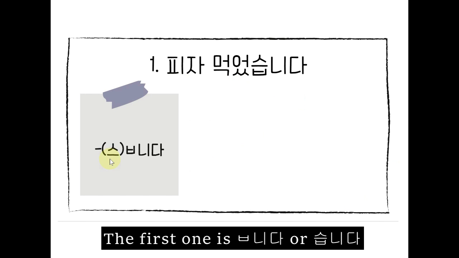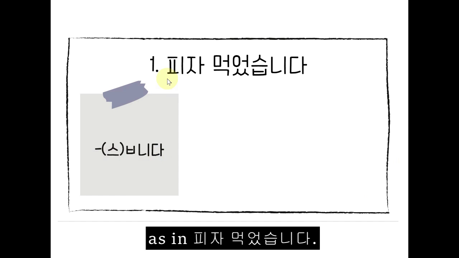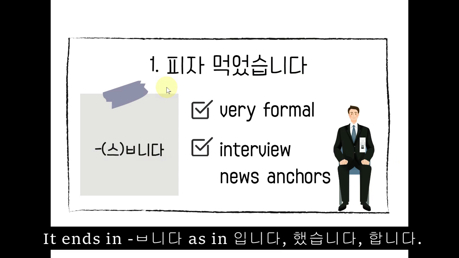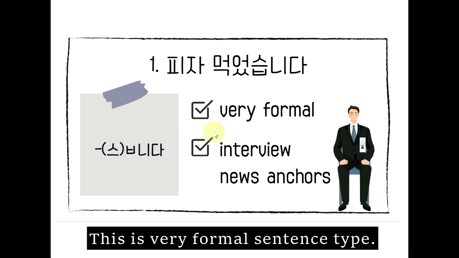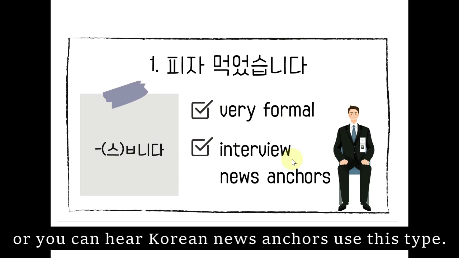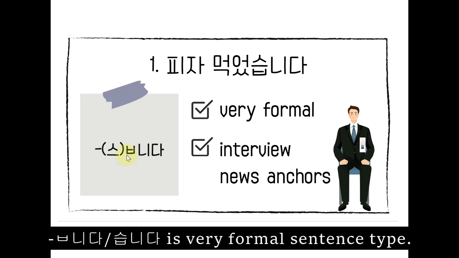The first one is 비읍니다 or 씁니다, as in 피자 먹었습니다, 먹었습니다. It ends in 비읍니다, like 입니다, 했습니다, 합니다. This is very formal sentence type. You use this speech type when you do some interview, or you can hear Korean news anchors use this sentence type. So 비읍니다, 씁니다. This is very formal sentence type.